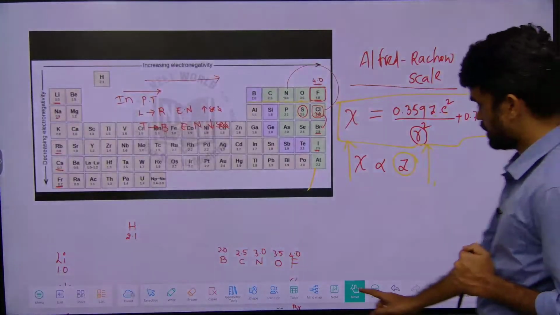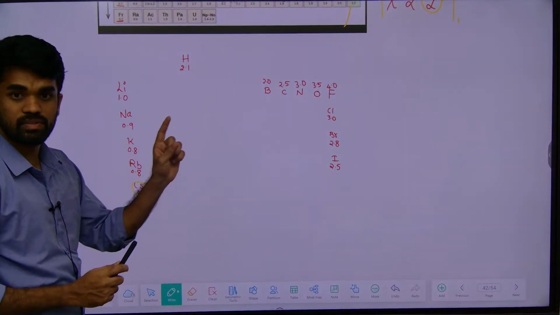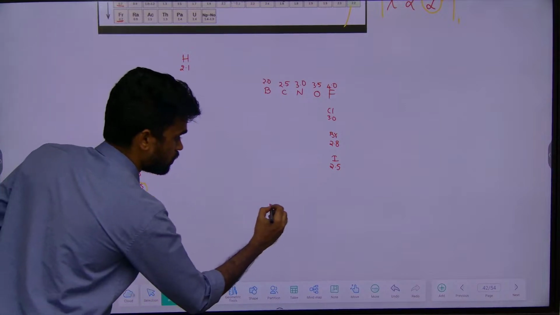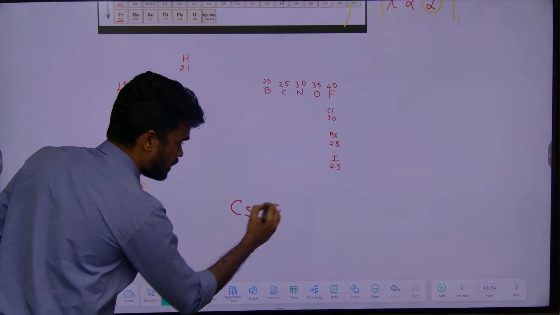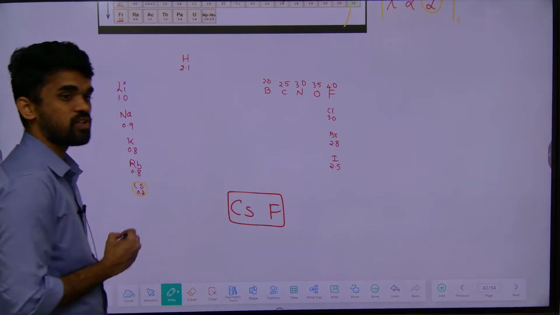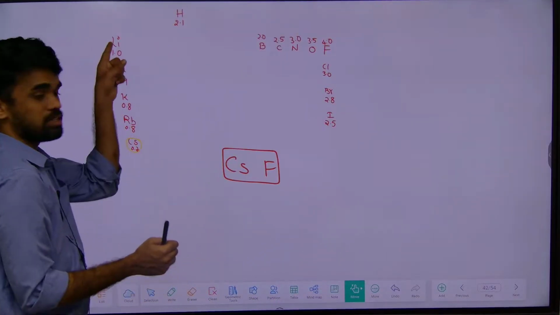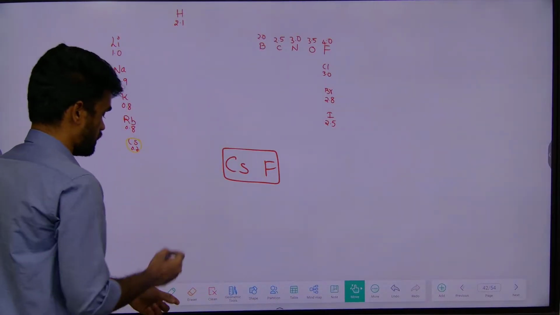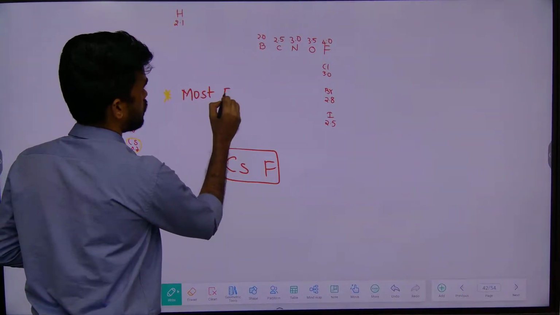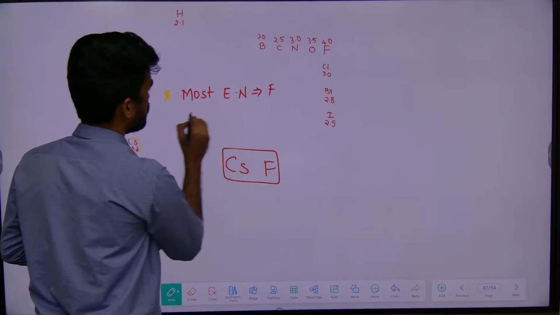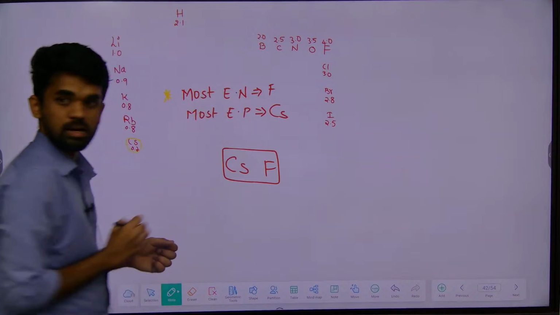Come back to this. Okay. So in the complete periodic table, which is most electronegative we have seen? Fluorine. And least electronegative? Cesium. By the combination of cesium and fluorine, which type of compound are we going to get? These are metals now. You can make a statement like this: most electronegative is fluorine, most electropositive is cesium in the complete periodic table.